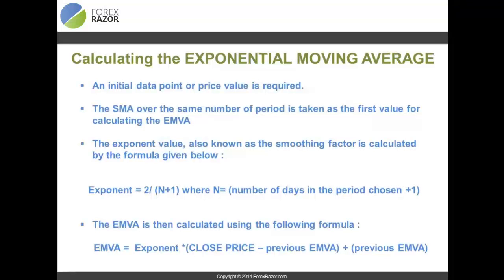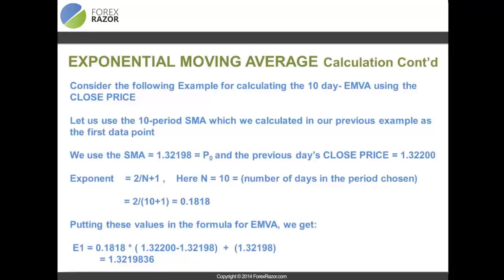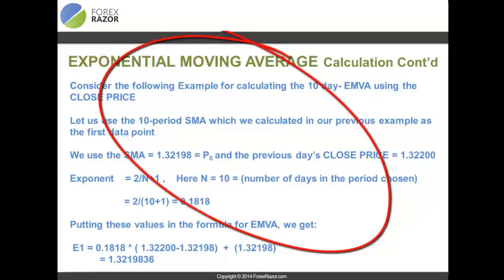Now that we have the value of the exponent, the EMA or the exponential moving average values are calculated using the formula: exponent times the difference between the close price, which is the reference price of the previous day, minus the previous EMA, plus the previous EMA. Let's have a look at how this is done. So we consider calculating 10-day EMA using the close price. For the calculation, we use the 10-period simple moving average as our initial data point or the starting data point for the calculation of the exponential moving average.